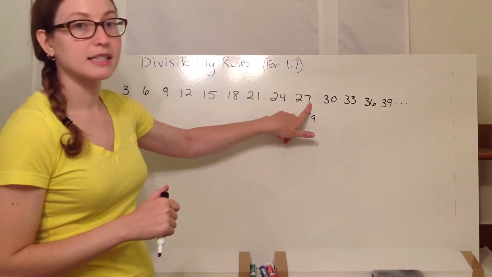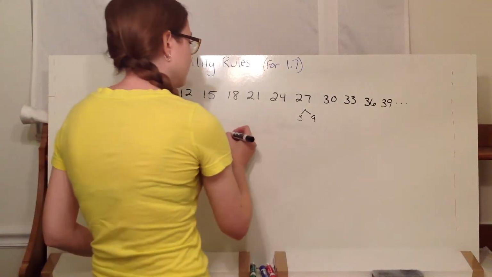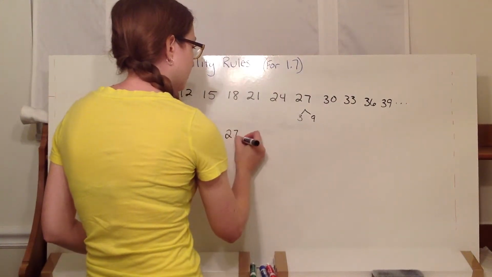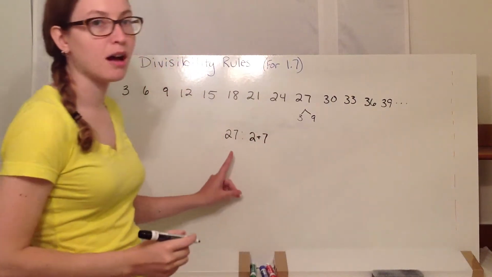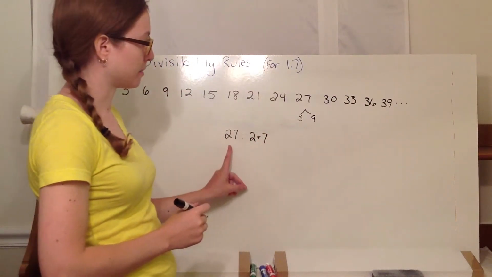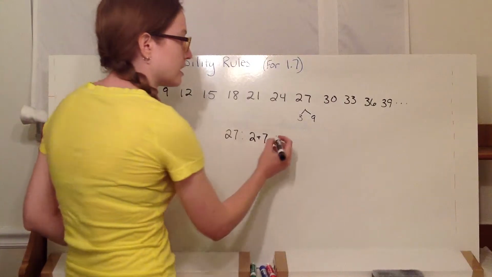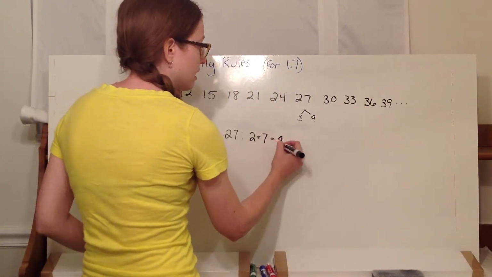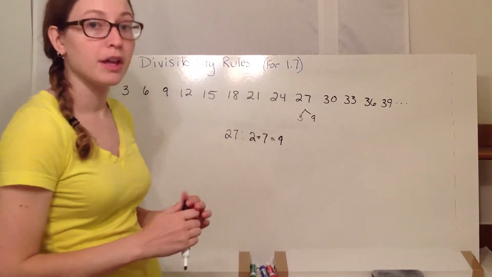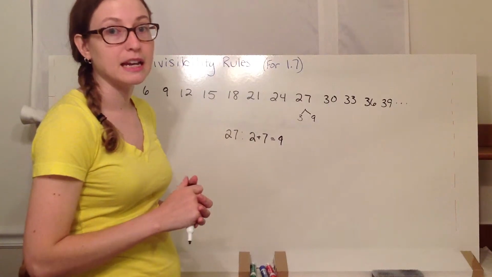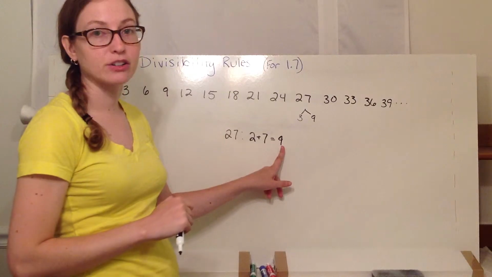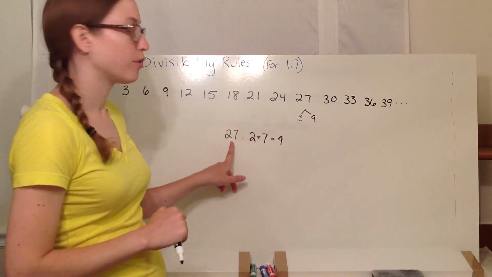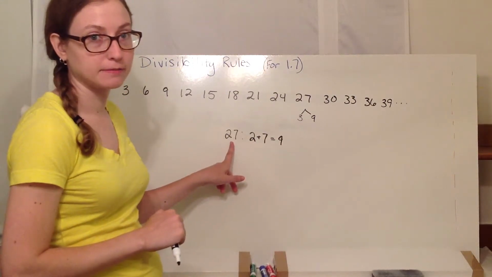So 2 plus 7 is the sum of the digits of this number. 2 plus 7 is 9. And we definitely know that there is a 3 in 9. Because 3 is a factor of 9, we know 3 is a factor of 27.